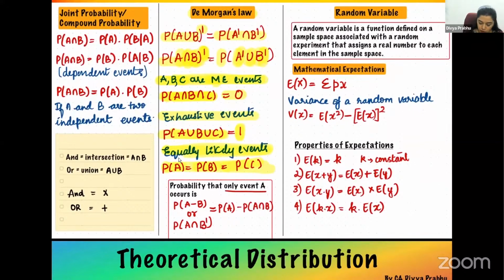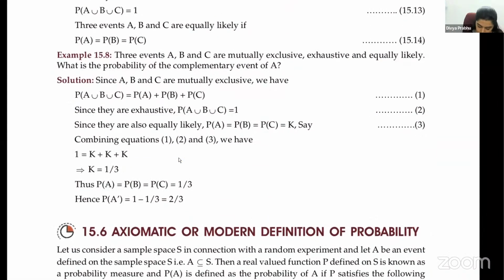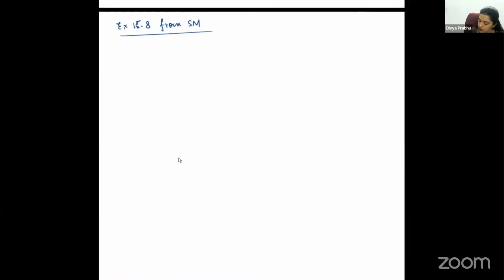So based on this concept, one question we will solve. 15.8, you can see that three events A, B and C are mutually exclusive, they are exhaustive and they are equally likely. What is the probability of the complementary event of A? So what are they asking? They are telling three events A, B and C are mutually exclusive, they are exhaustive and they are also equally likely events. Correct?